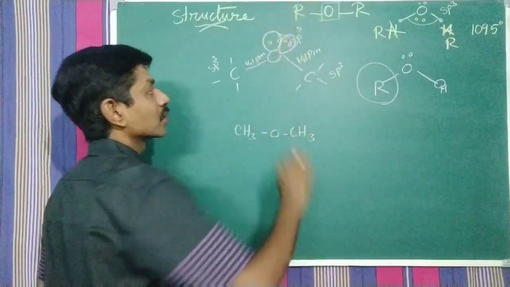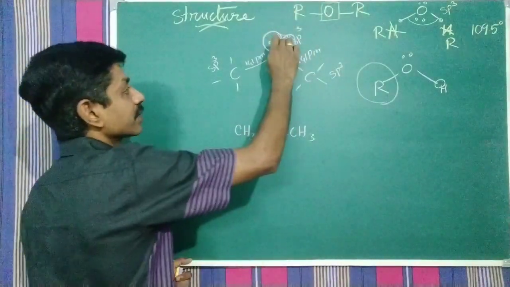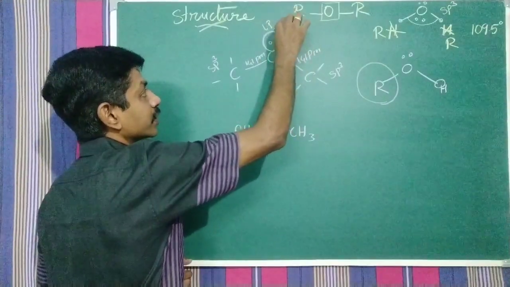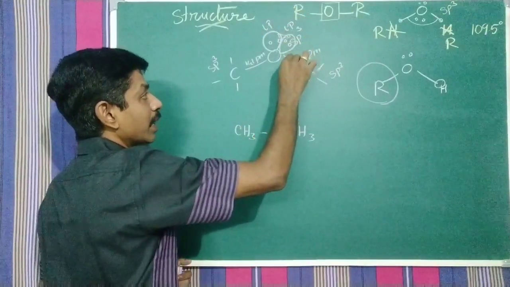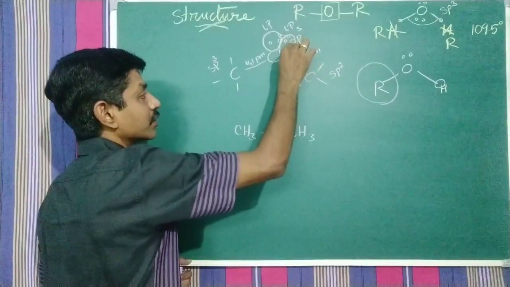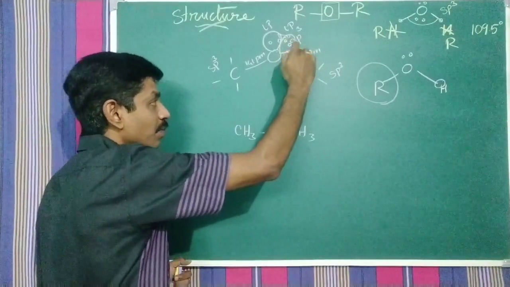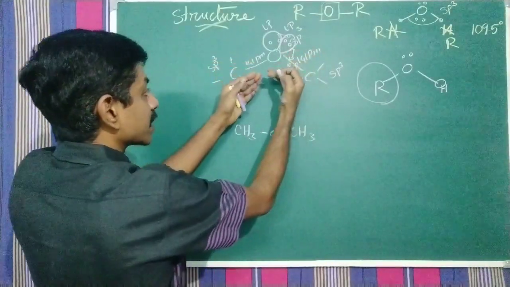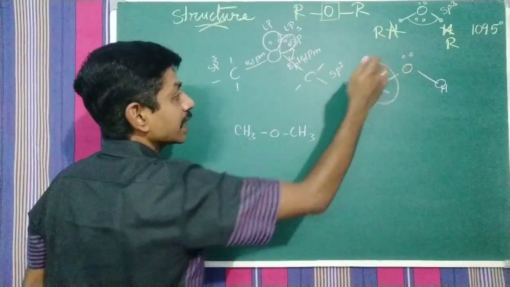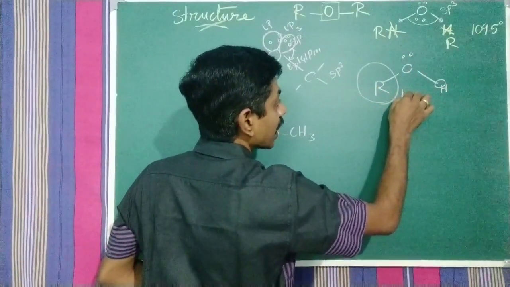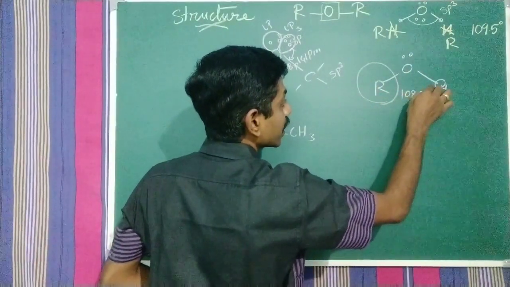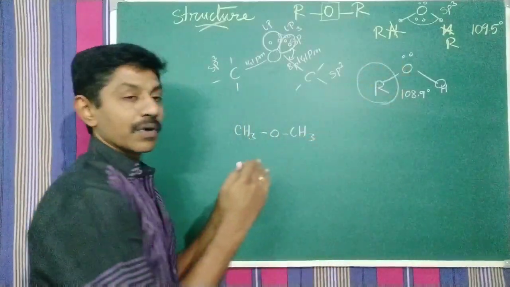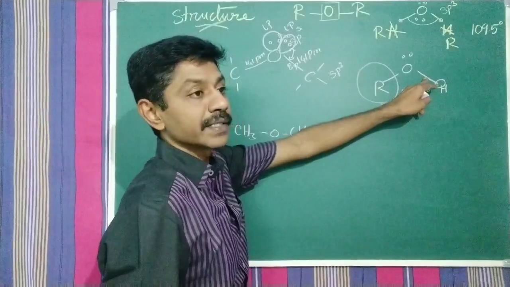We learned this in alcohol also. Because of that lone pair repulsion, there will be lone pair and bond pair repulsion. Because of that, the bond pair will come closer. So the angle decreases from 109.5; in alcohol we experience 108.9 degrees. So a decrease in the bond angle is experienced.